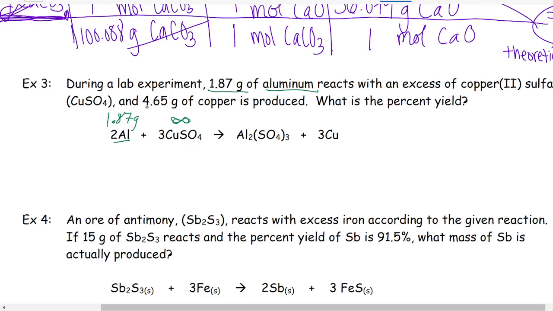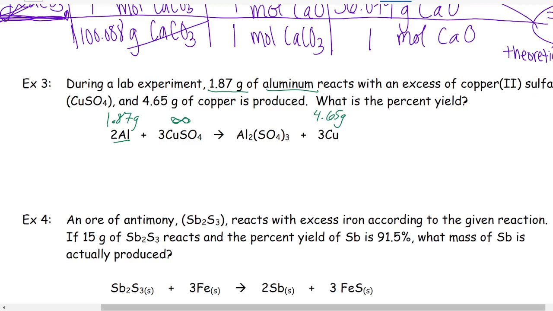And then it says 4.65 grams of copper is produced. So I find copper on my product side, and this is 4.65 grams. And then the question is asking, what is the percent yield? Do I have a value given to me for theoretical yield? The 4.65 represents what?